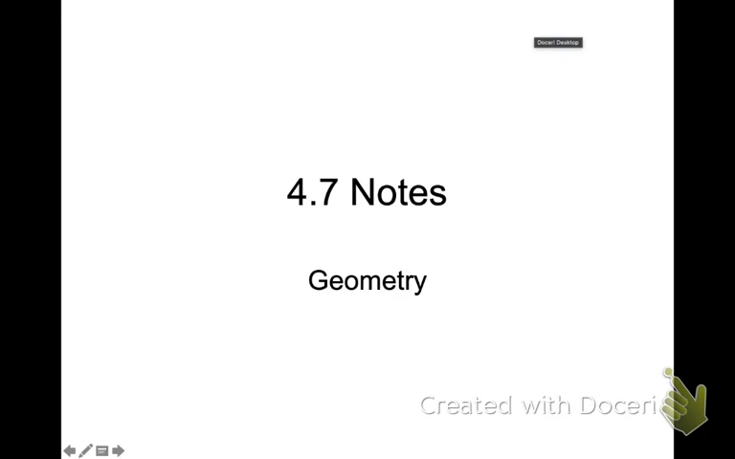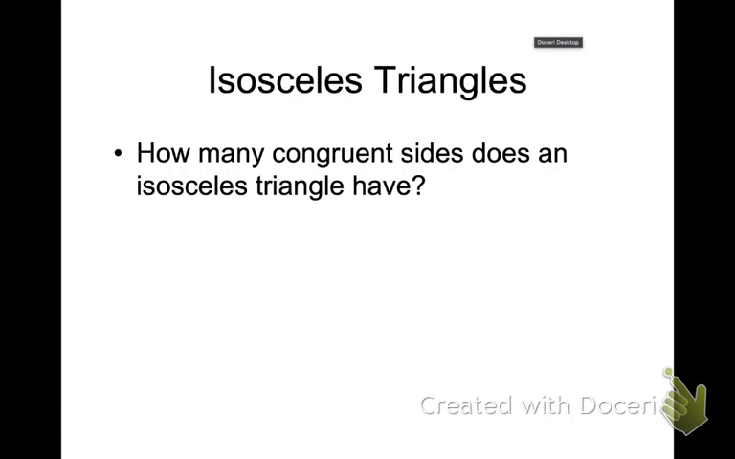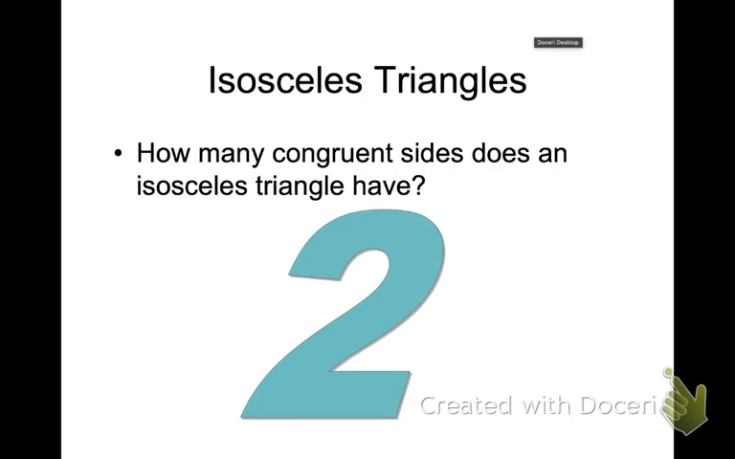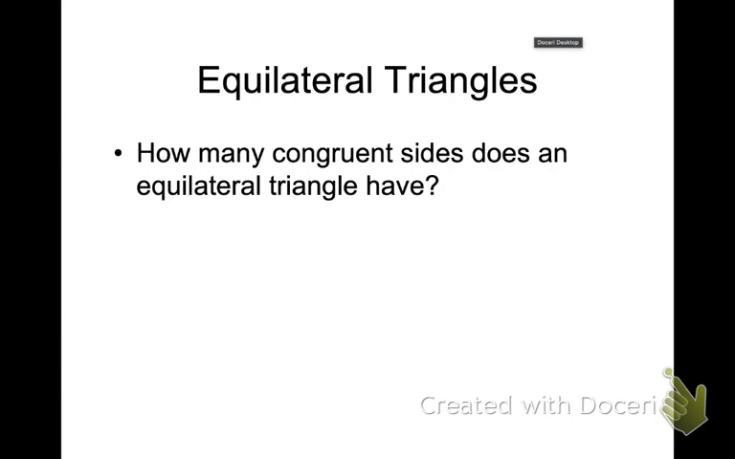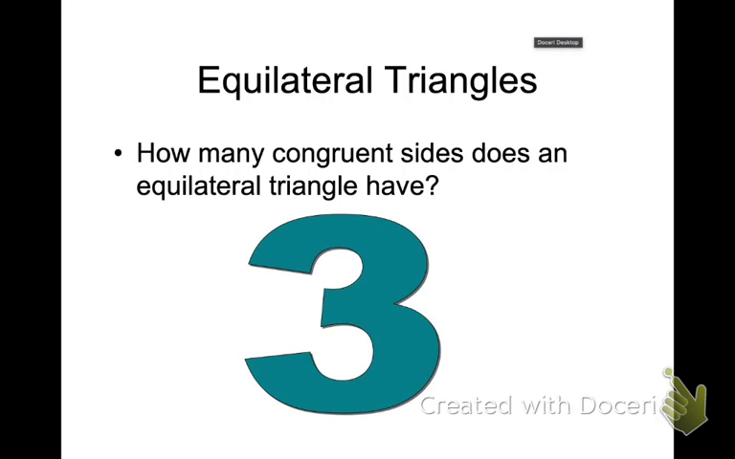Okay, here are your notes for section 4.7, which gets us into isosceles and equilateral triangles. So if you remember, isosceles triangles have two congruent sides. For it to be an isosceles triangle, we know that it has to have two congruent sides. For something to be an equilateral triangle, it needs to have three congruent sides.